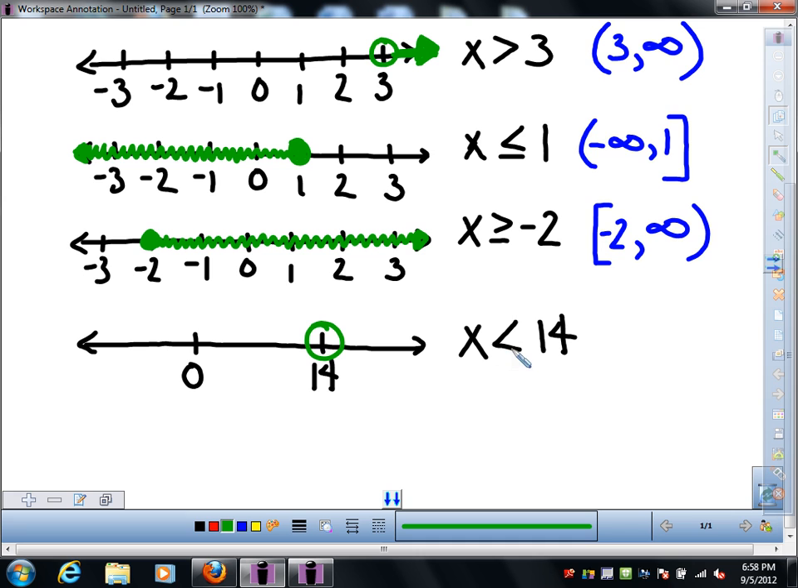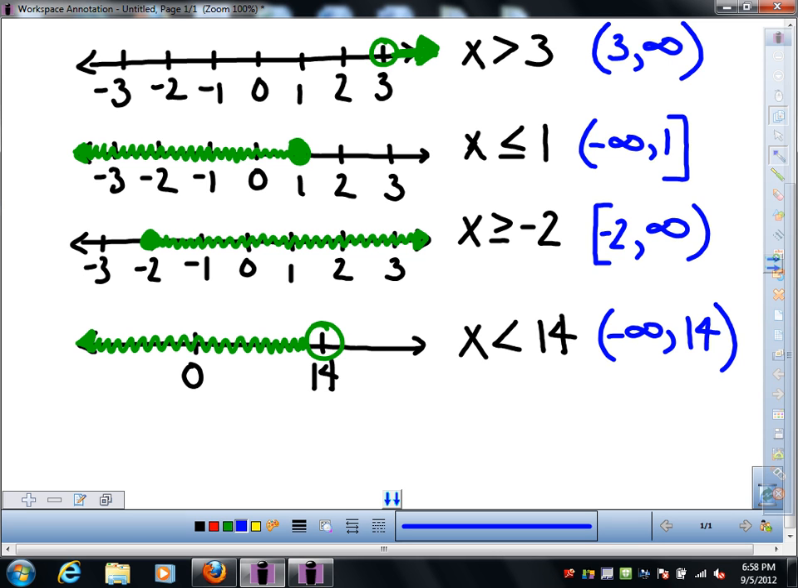My inequality is pointing to the left in this case, which means I want all the numbers smaller, or to the left on the number line, which means I'm going to have all of these numbers like this. And my interval now, hopefully you can be thinking ahead of me on this, would be from -infinity. We're coming all the way up to the number 14, but we're not including the number 14. And so that interval would be from -infinity to 14. So that's what your intervals look like.